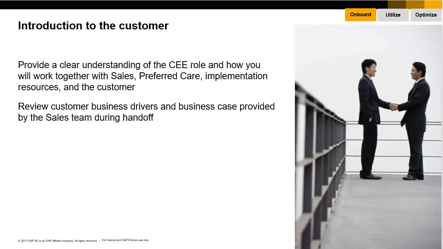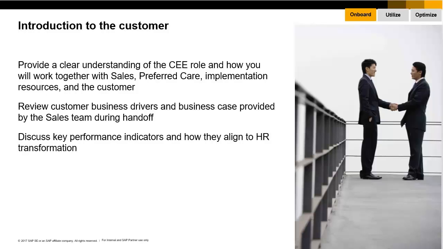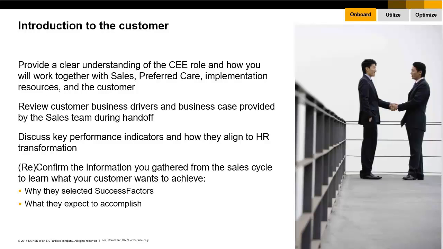It's also important to discuss key performance indicators related to their business goals and how they align to their desired HR transformation. This is a good time to reconfirm the information that you gathered from the sales cycle in order to learn and document what your customer wants to achieve. This includes items like why they selected SAP SuccessFactors and what they expect to accomplish through their implementation and HR transformation. It is critical to the success of the implementation and the long-term relationship to start off right and align on this strategic information early.